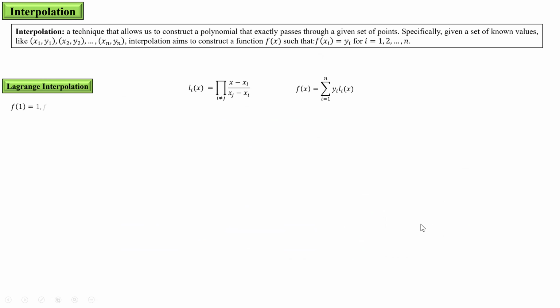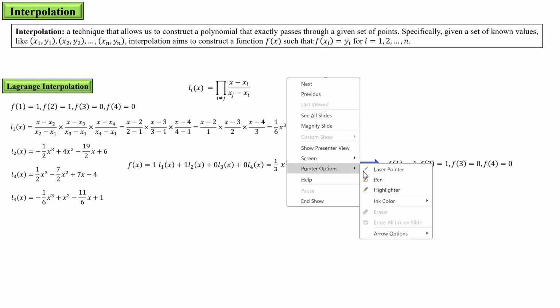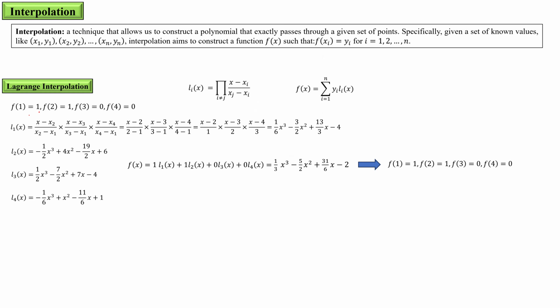Okay, so now if you want to ensure that your computation is correct, you can compute f of 1 to ensure that f of 1 equals 1, right? This is our expectation because we already assumed that f of 1 equals 1. And if you compute f of 1 by replacing x by 1, you should reach 1. F of 2 also should be 1 because in our assumption, we assume that. And f of 3 and f of 4 also should be 0.